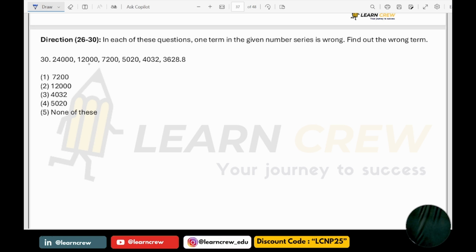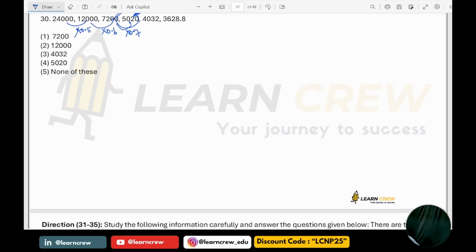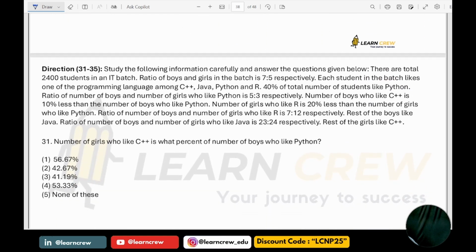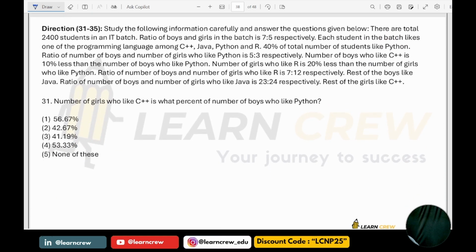24,000 becomes 12,000, which means divided by 0.5. 12,000 into 0.5. Into 0.6. Next it has to be into 0.7. 7,200 into 0.7 is 5040. So the wrong number is 5020. Next. Question number 31 to 35.